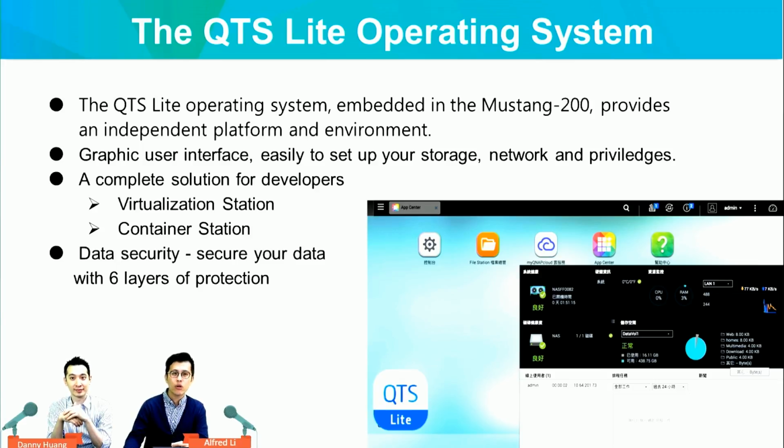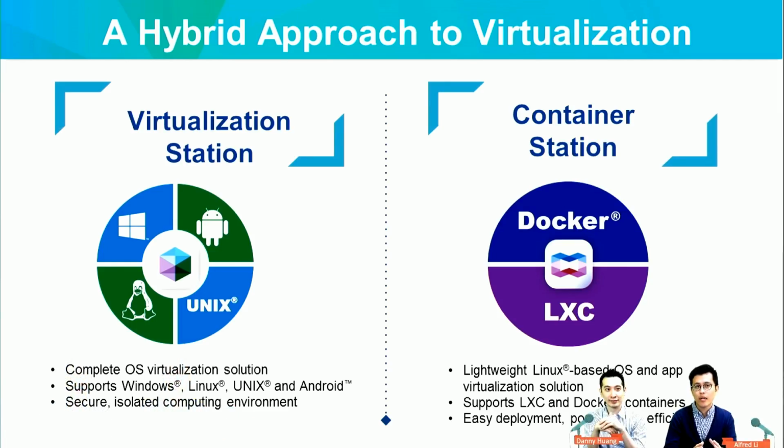So let's see what the virtualization station and the container station are. The virtualization station allows the customer to install operating systems such as Windows and Linux running on the QTS Lite. And it's more secure, an isolated computing environment, especially for certain purposes. On the other hand, we also provide a lightweight virtualization called container. In the container station, we support the Linux container, which is LXC, and also Docker container, which is the lightweight service, especially for Linux-based microservices.